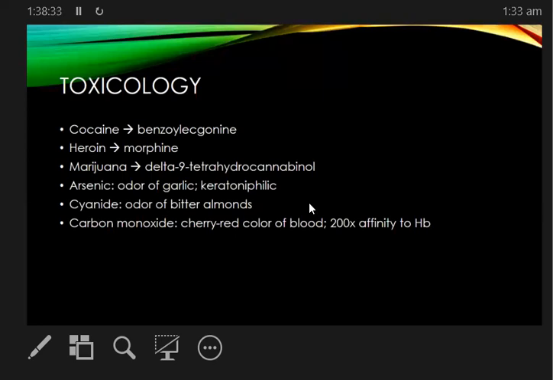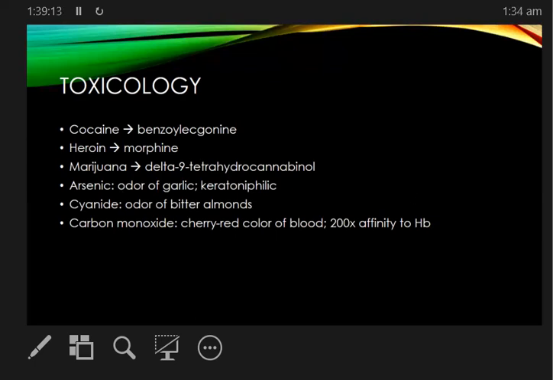We have the metabolites. Metabolite of cocaine, we have benzoylecgonine. Metabolite of heroin, we have morphine. Metabolite of marijuana is your delta-9 tetrahydrocannabinol or your THC. Metabolite of catecholamines, we have VMA. Do not forget, it's not included here but I mentioned it earlier. Always remember that.